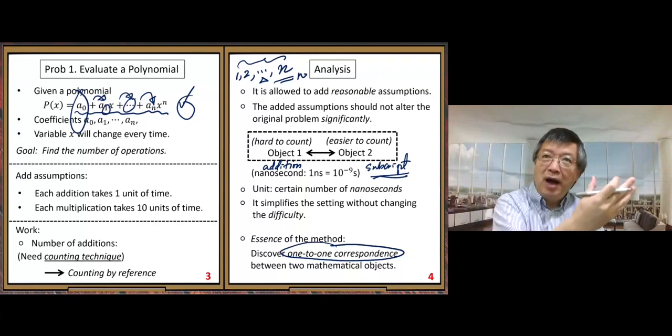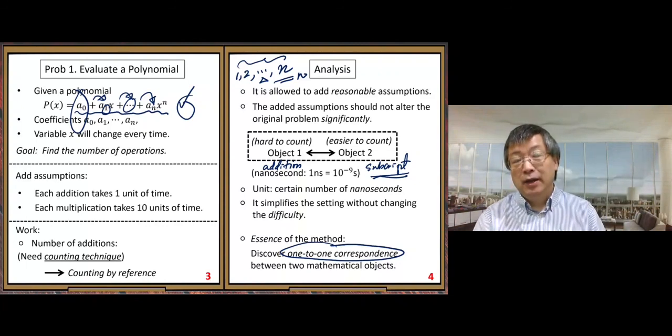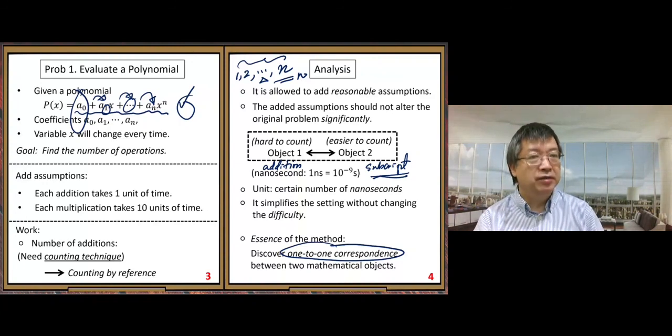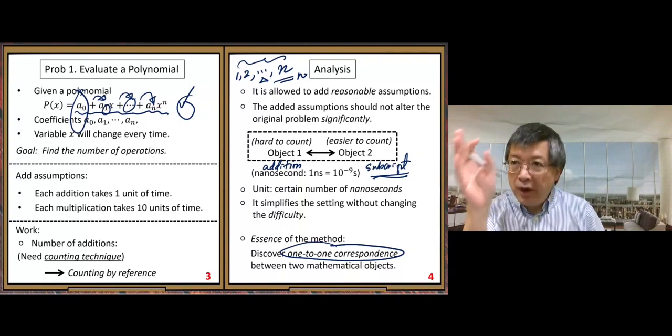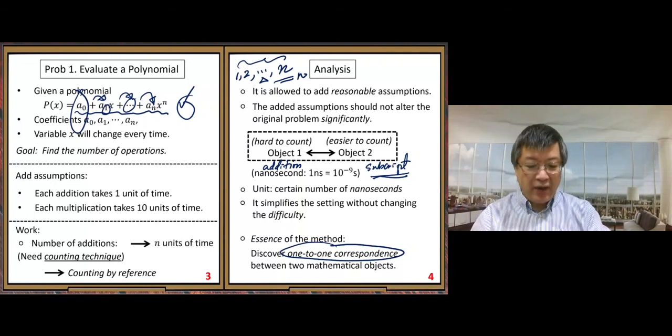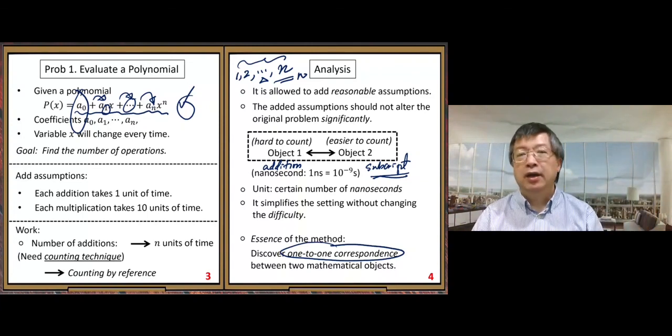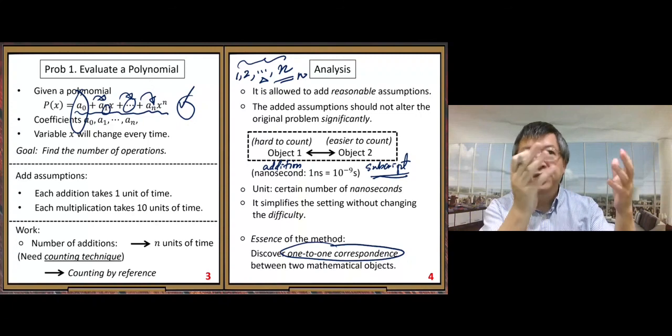Then can we go back to the number of object 1, the number of additions? Also n. That's the counting by reference technique. For this class, we will use this technique many, many times. Later in our exercise part, I will give you a few more examples to practice it. Now we have the answer: n units of time, because one addition takes 1 unit of time. So, simple conversion, n units of time.